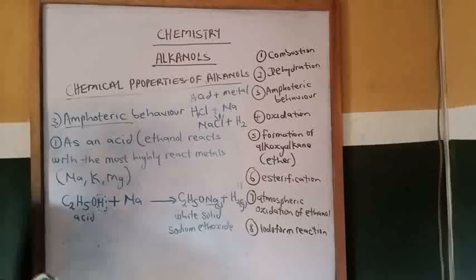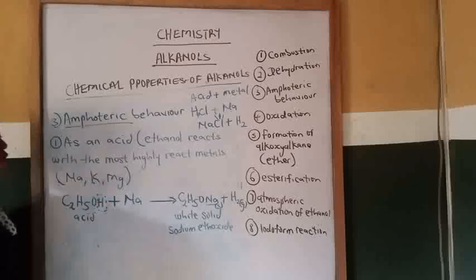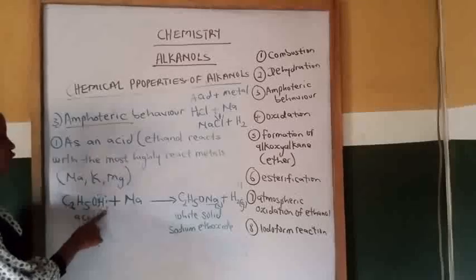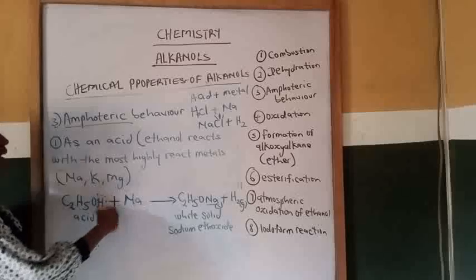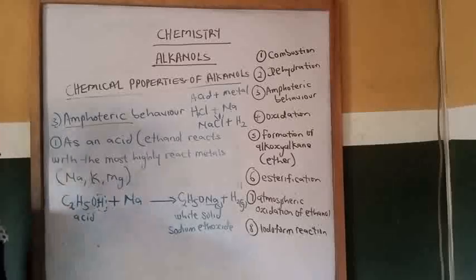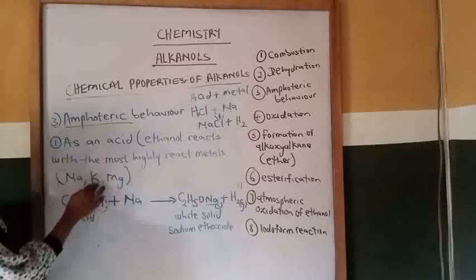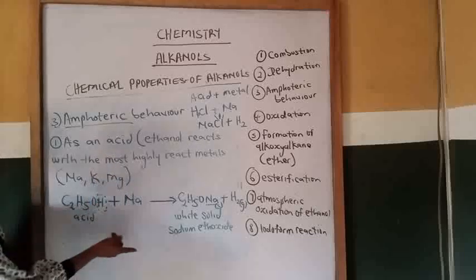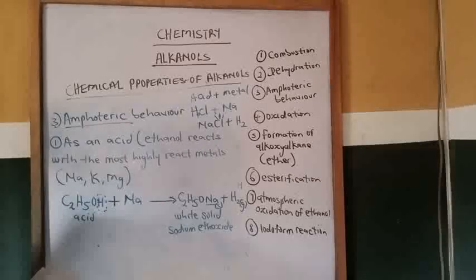These are the products. So this chemical reaction is applicable to all members of alkanol. The only thing you need to do is displace hydrogen from the ethanol that is acting as an acid, and let that metal occupy the position of hydrogen. You can bring any metal into this chemical reaction. So the hydrogen will be displaced, then the metal will come in, then you balance your chemical equation. So let's proceed.